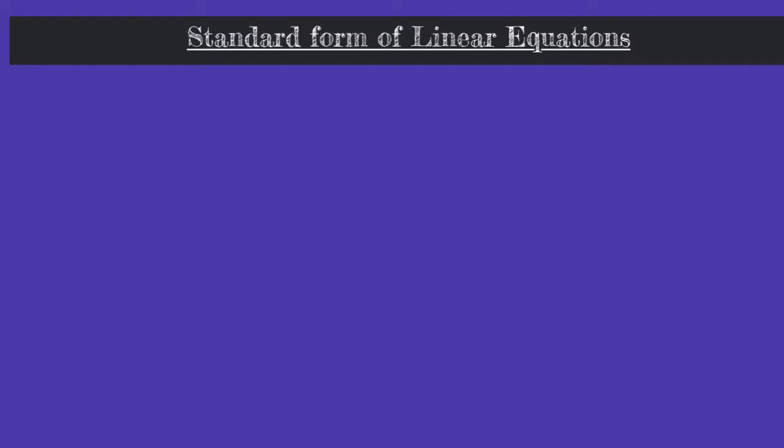Hey guys, we are going to talk about the standard form of linear equations, and we're going to do a few examples as well. The standard form of a linear equation is given as ax plus by is equal to c. This is our standard form of our linear equations, or you perhaps may have heard it called the general form as well. That means the same thing.